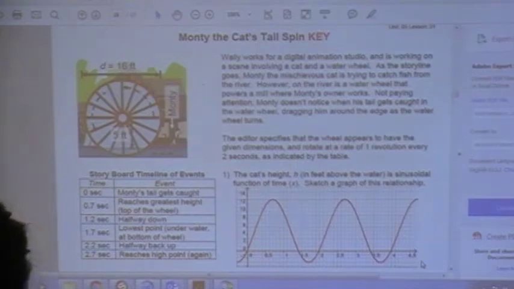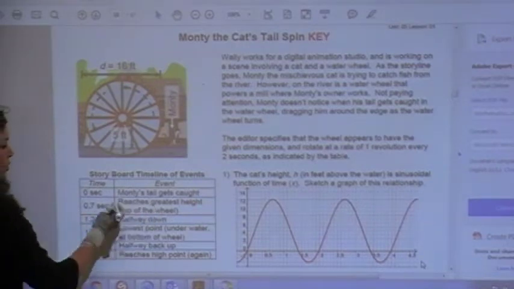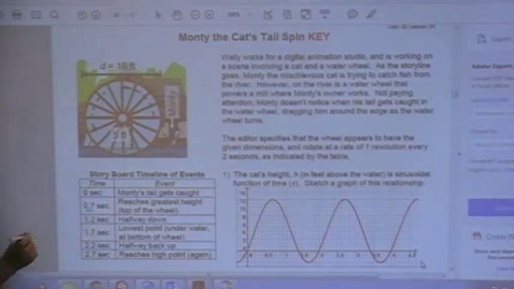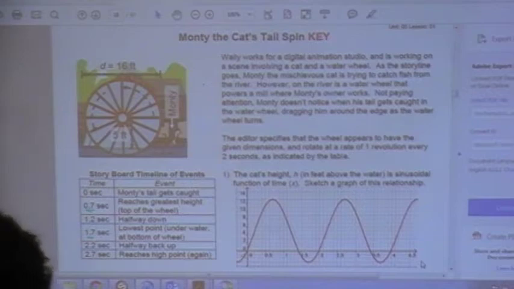Okay, so we plotted the points based on the information that they gave us. They gave you some pretty important information up in the word problem, not just on the table. What I would have done is find my greatest height. It says it reaches the greatest height at 0.7 and reaches the lowest point at 1.7. So I just had to know what my greatest height was.